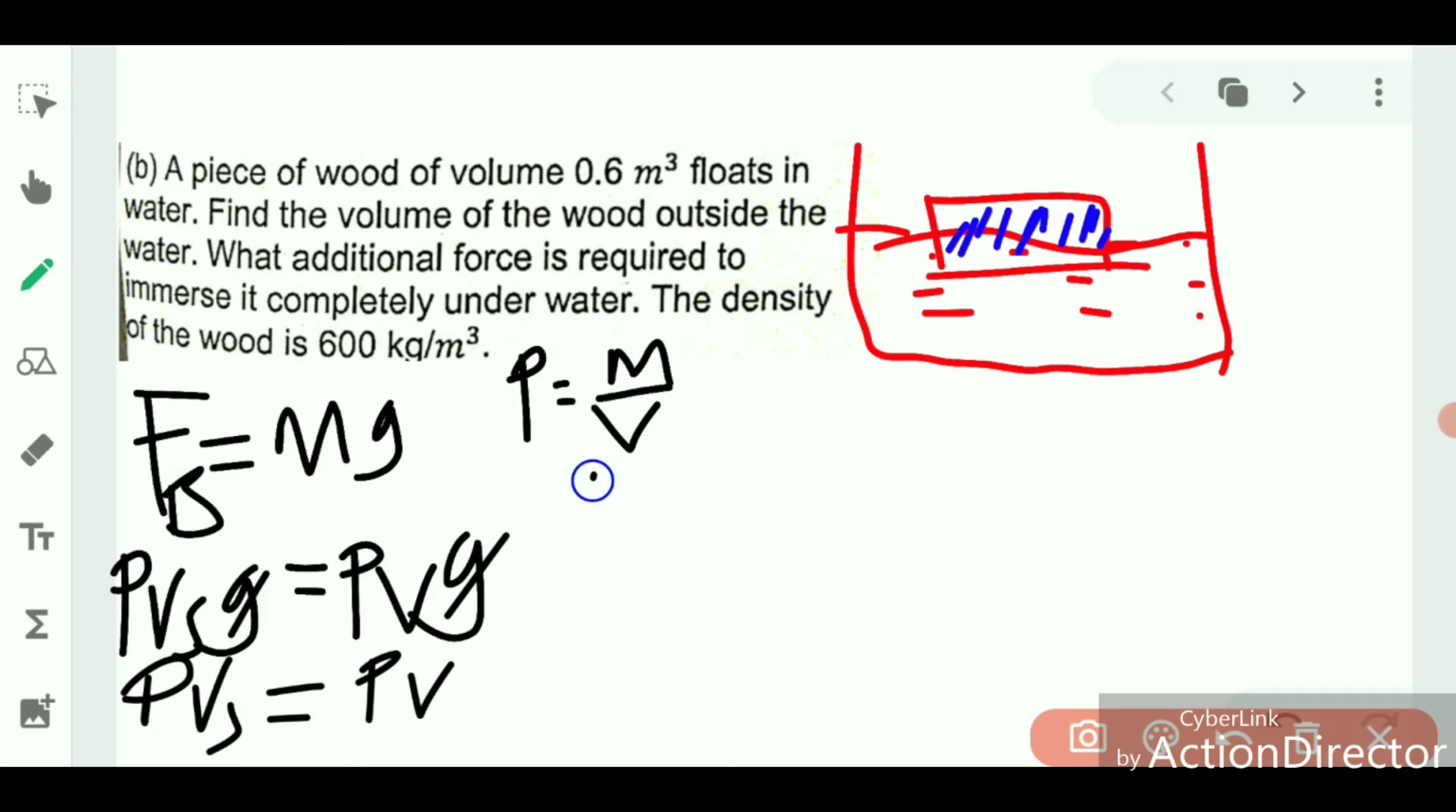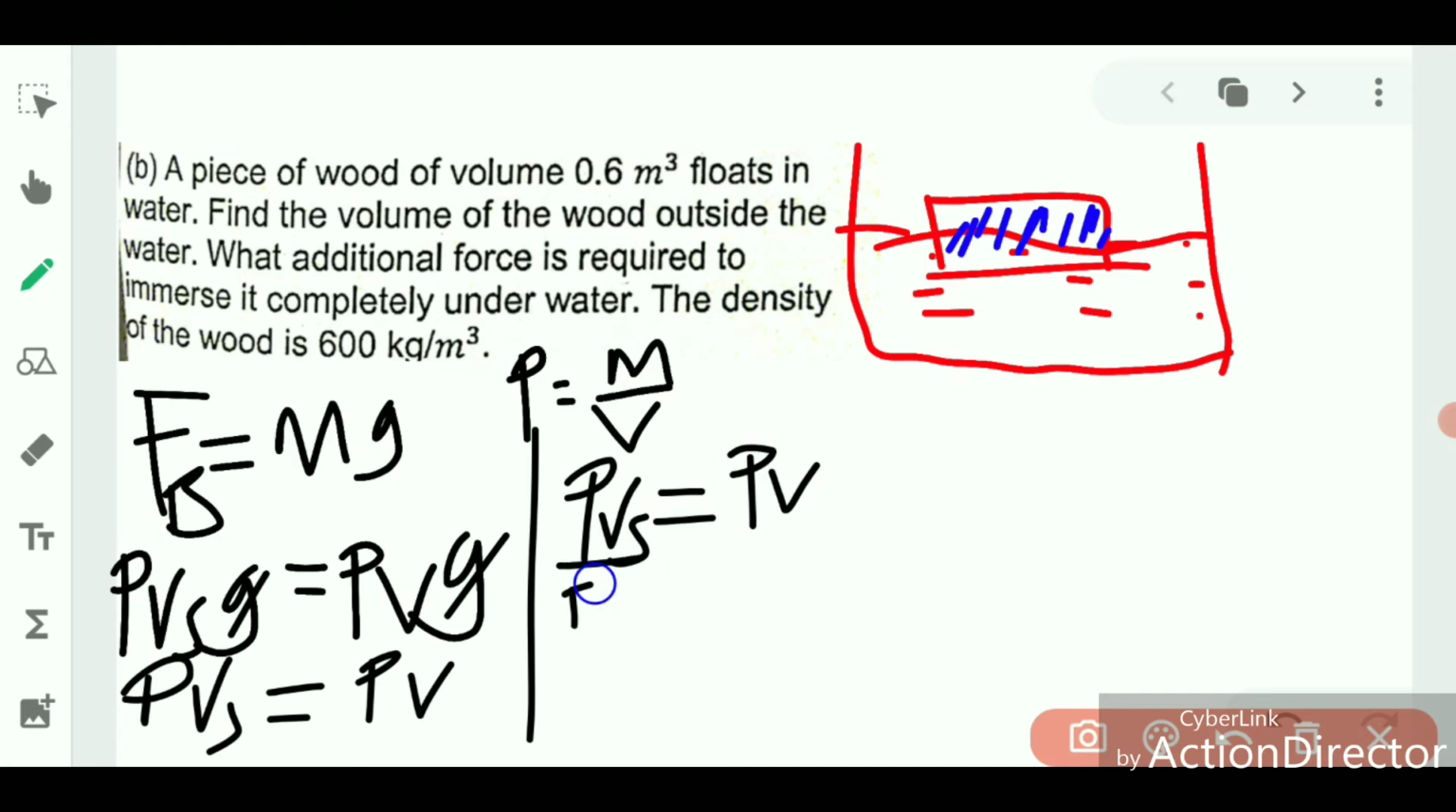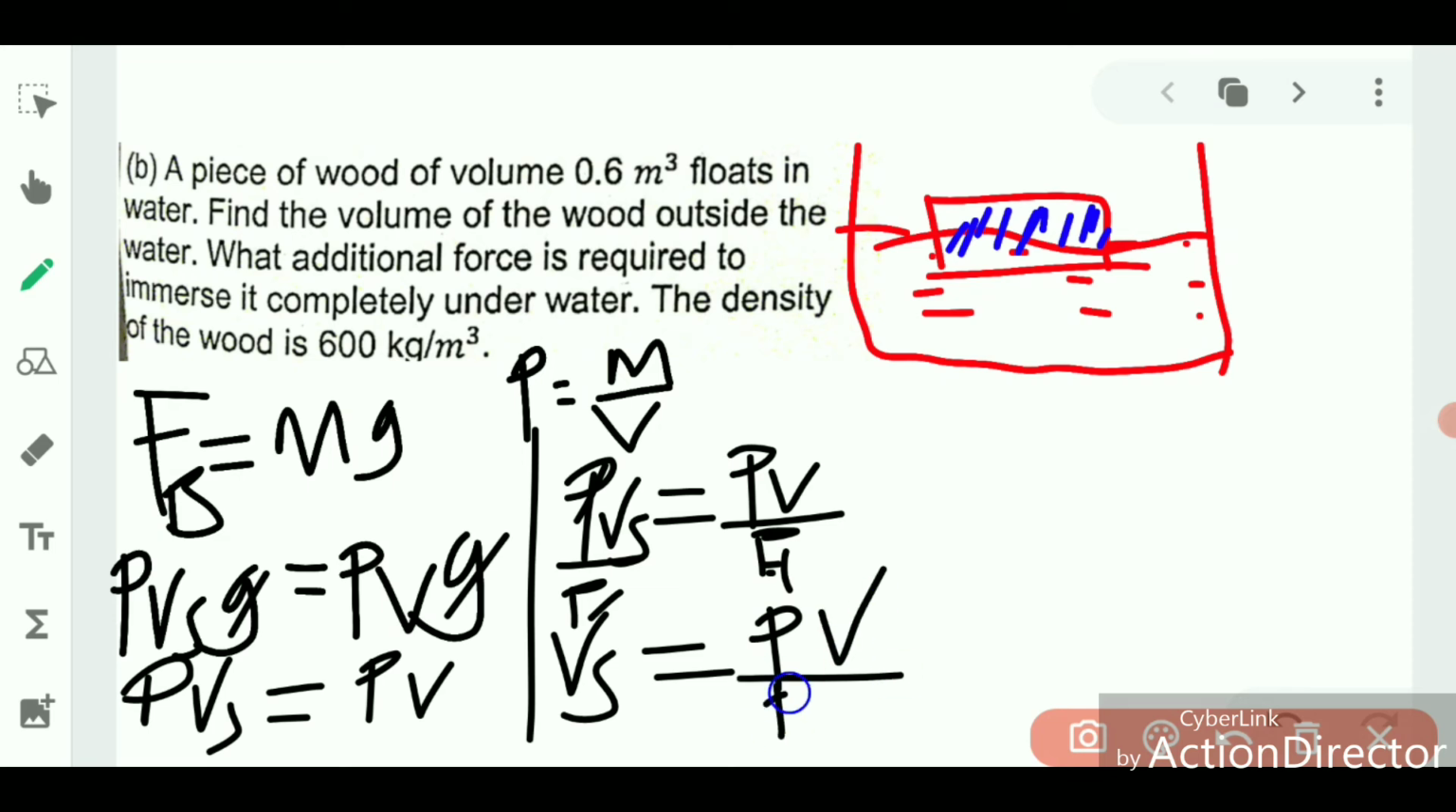So this will be ρVs equals ρV, and making Vs the subject of the formula, divide both sides of the equation by the density of the fluid, which will be ρ with a subscript f, and we'll get Vs to be the density of the wood times the volume of the wood divided by the density of the fluid.